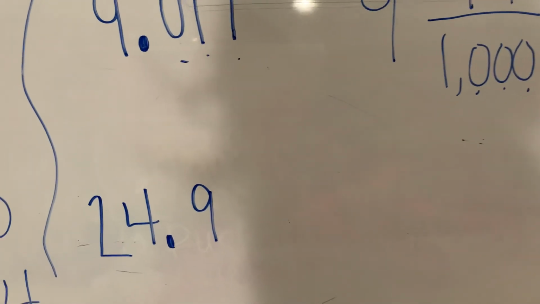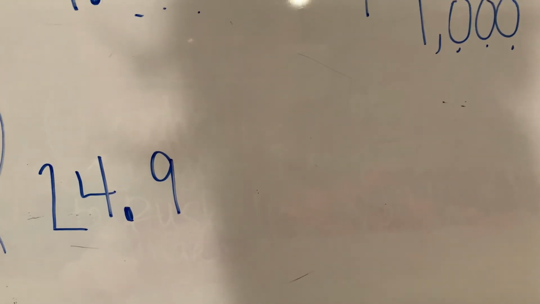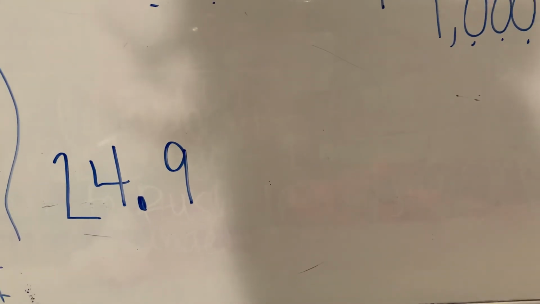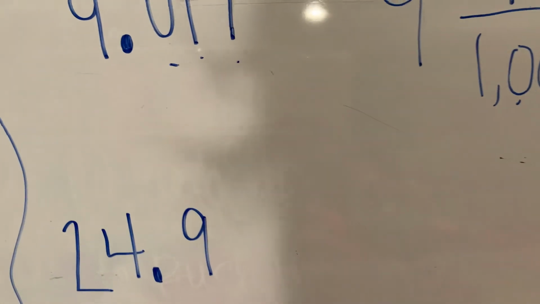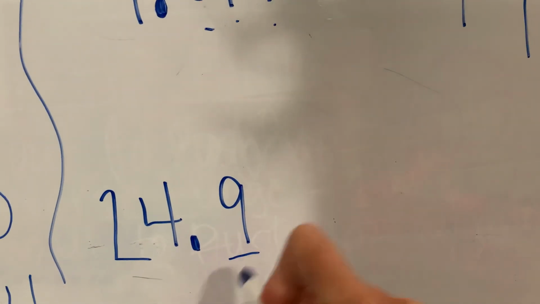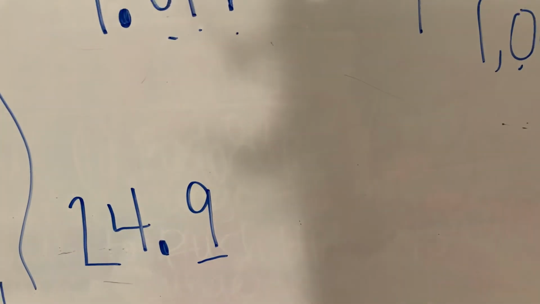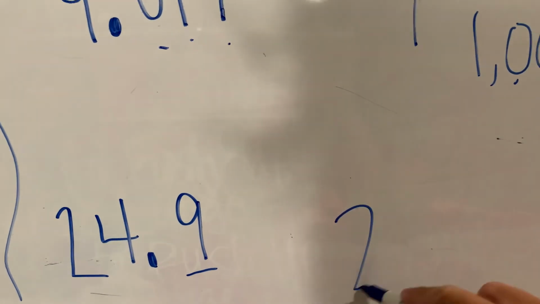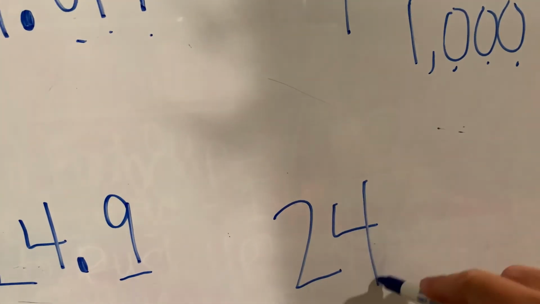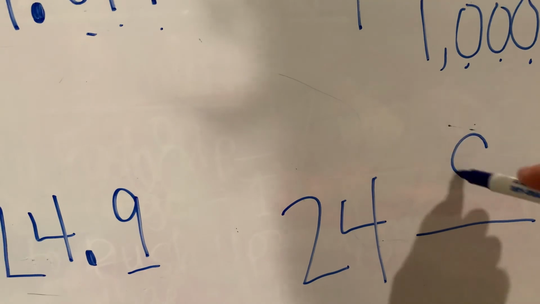And then last but not least, we have 24 and 9 tenths. Okay, so I have 1 digit after my decimal here. So that means I'm in the tenths place. So I have 24 and 9 tenths.